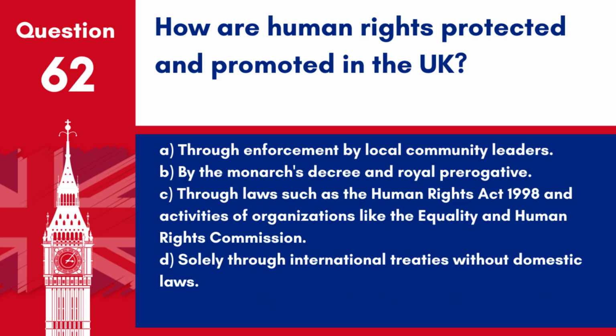Question 62. How are human rights protected and promoted in the UK? A. Through enforcement by local community leaders. B. By the monarch's decree and royal prerogative. C. Through laws such as the Human Rights Act 1998 and activities of organisations like the Equality and Human Rights Commission. D. Solely through international treaties without domestic laws.